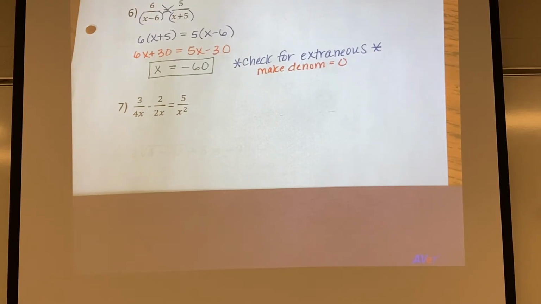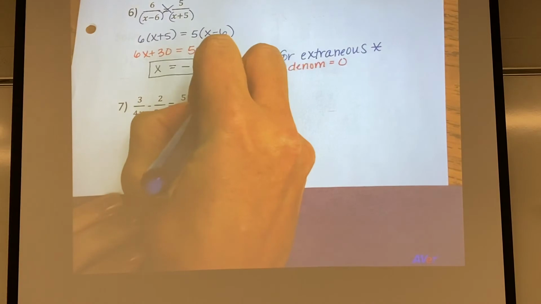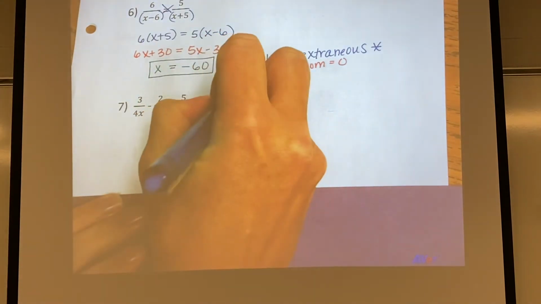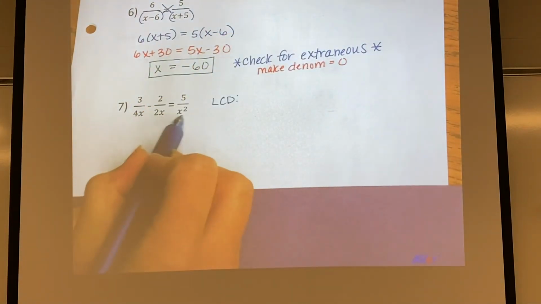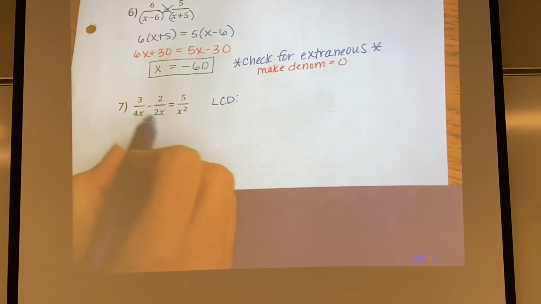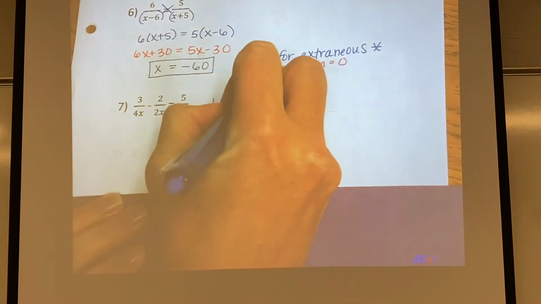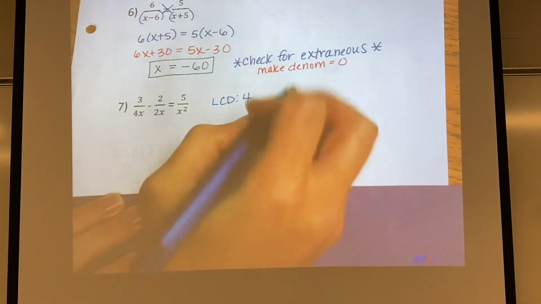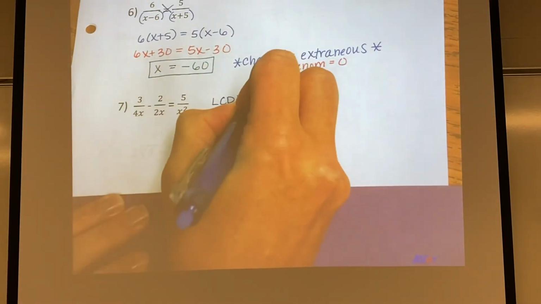Here we are needing an LCD. Since we have multiple fractions on one side, we can't do the cross multiply thing. So we need to find an LCD. LCD is least common denominator, something that all these denominators could divide into. So we look at our numbers. 4 would be the smallest number that both 4 and 2 can divide into, and then x squared would be the smallest variable.